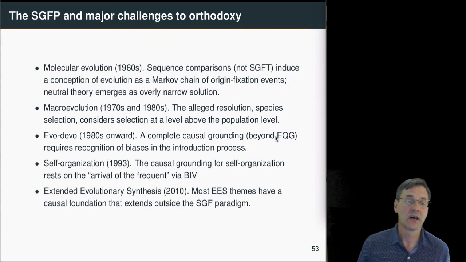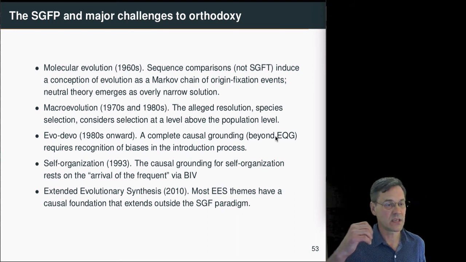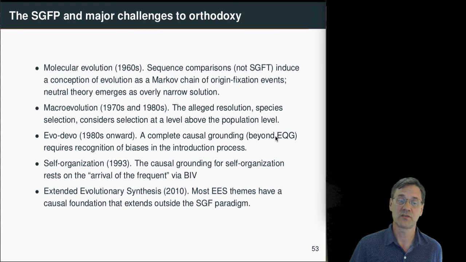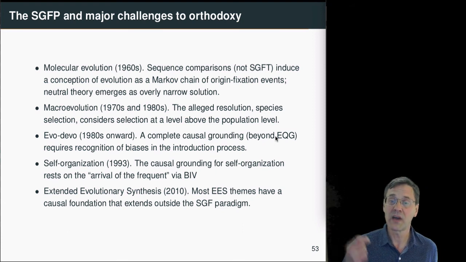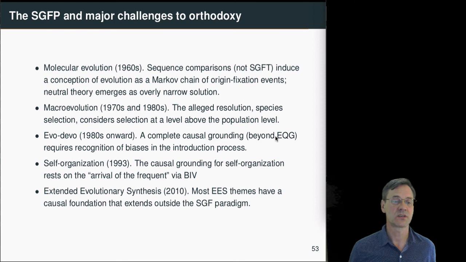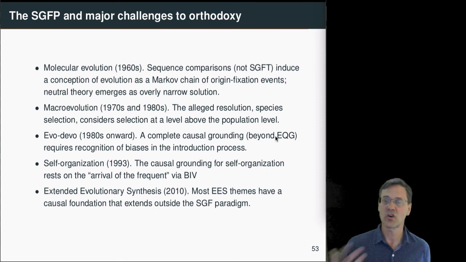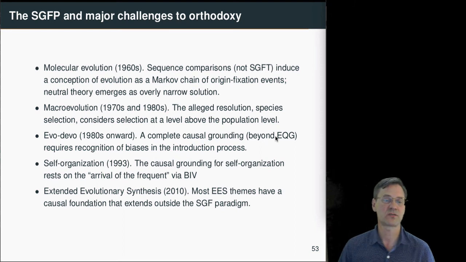So I think sequence comparisons, but not the shifting gene frequencies theory, induced immediately a conception of evolution as a Markov chain of origin-fixation events. And when I say that, I mean the biochemists who made these sequence comparisons immediately began to take on this kind of mutationist view of evolution. And then the neutral theory emerged as this overly narrow solution that essentially tied mutationism with neutralism.